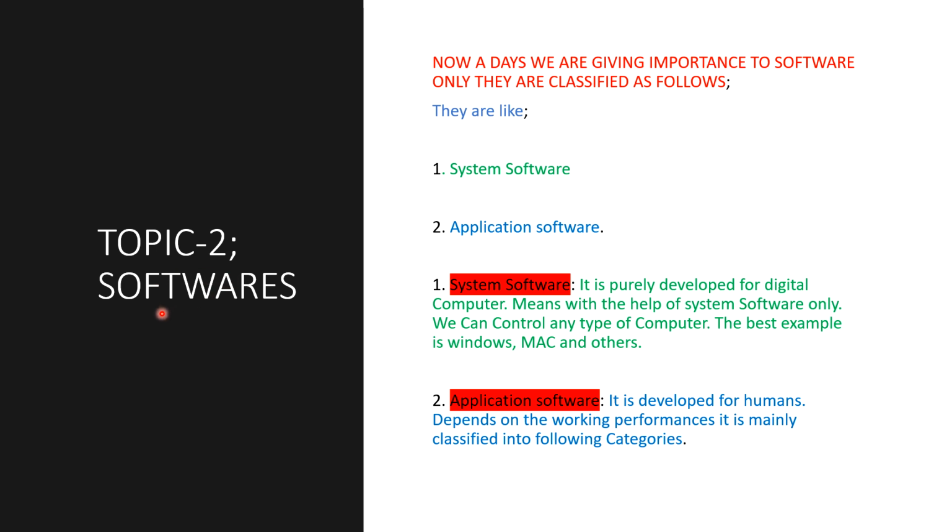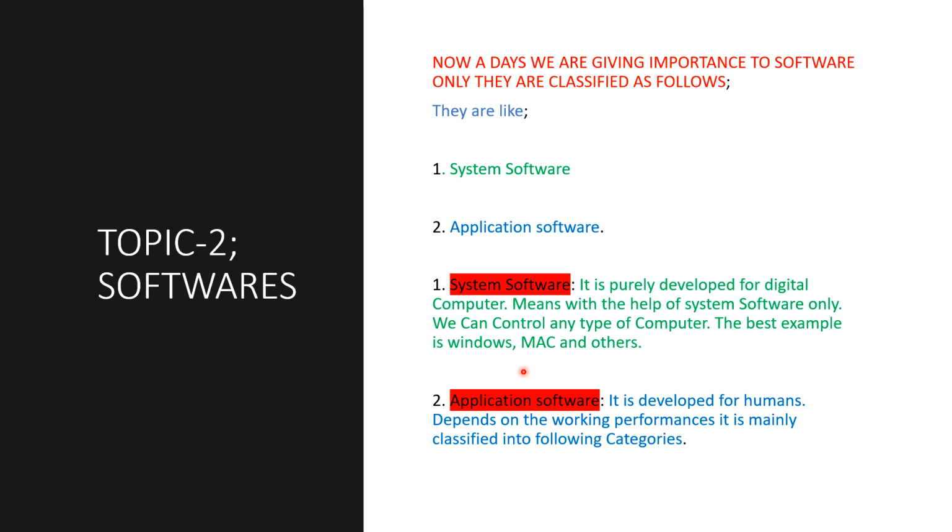Now coming to topic 2, software. Software is classified as follows: system software and application software. There are two types of software, system software and application software. System software is purely developed for the digital computer, meaning with the help of system software only, we can control any type of computer.